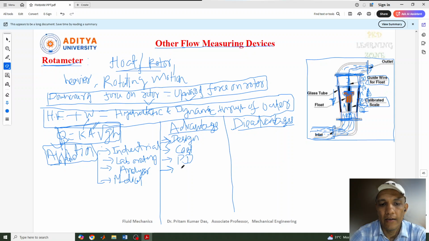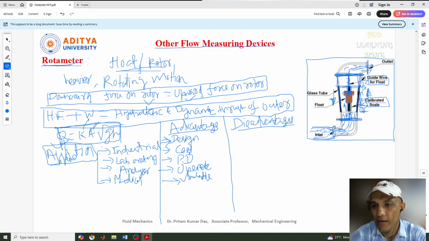And it's easy to operate. Operation is easy, and it is versatile, we can say. You can see it is very simple in design, very easy to understand, very easy to operate, and very easy to identify the value of this rate of flow.